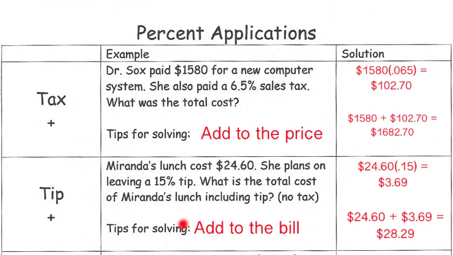Tip is the same thing. You have to find the percent of a number and then add it to the bill. So Miranda's lunch cost $24.60. She plans on leaving a 15% tip. What is the total cost of Miranda's lunch, including tip, no tax? So you have to find the percent of a number, 0.15 times $24.60, which gives you a tip of $3.69. You add it to the cost of the meal, and your total is $28.29.